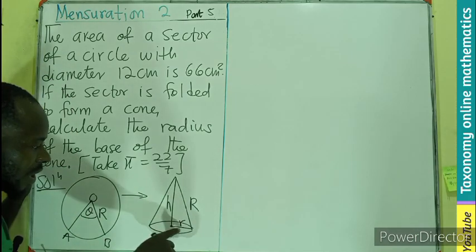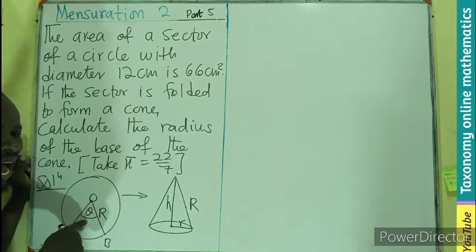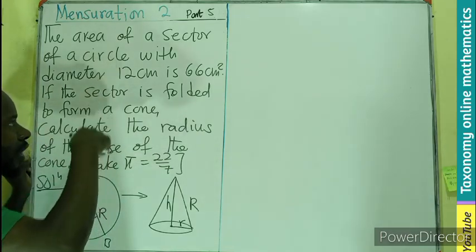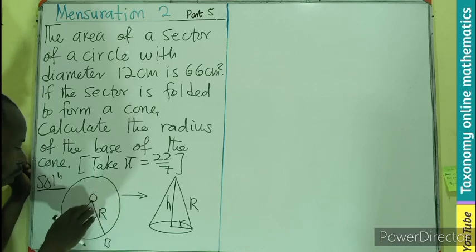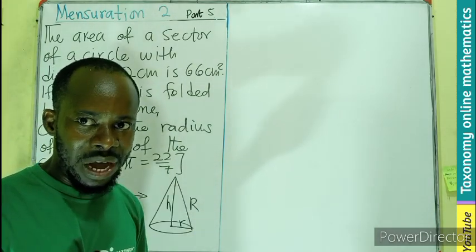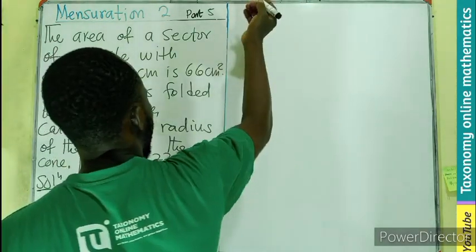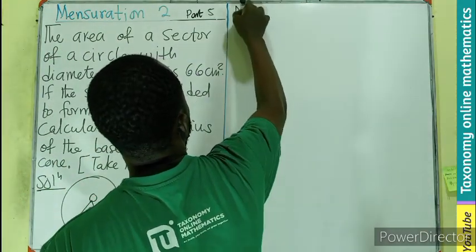So now, to find this radius, we need this particular radius. We also need the angle subtended, which is not given in the question. But the whole area that is having the angle is given to us. So we are going to have that connection.